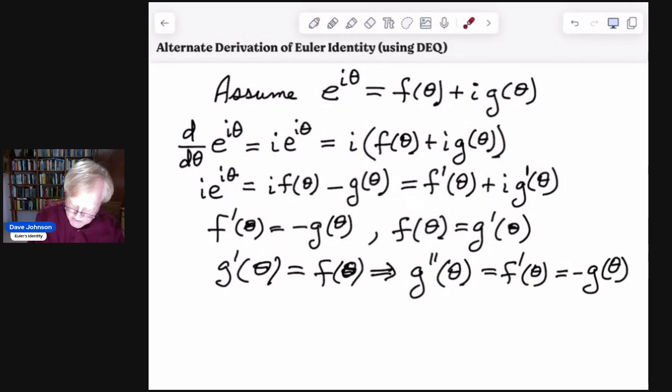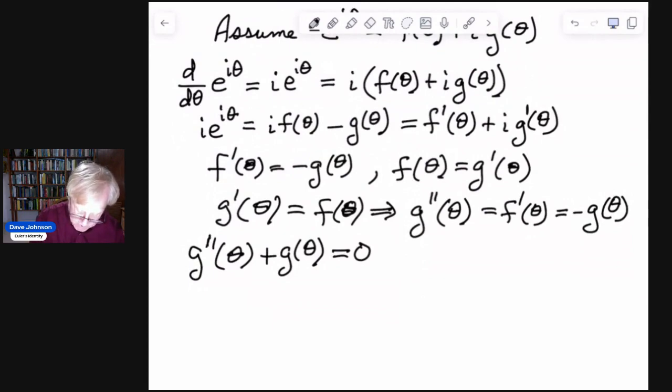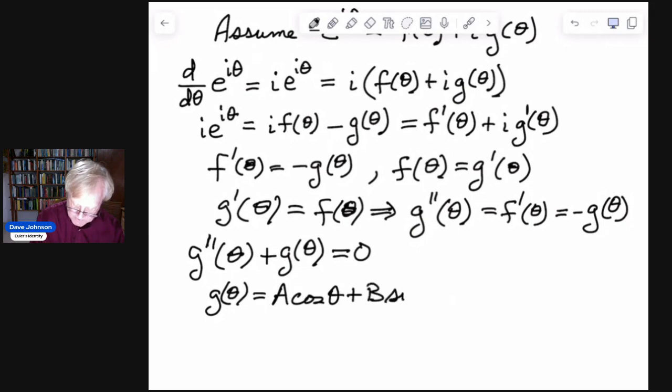Now, if we add g of theta to both sides, we get g double prime of theta plus g of theta equals 0. Now, this is a second order differential equation, and we know its solution. If you've had a course in differential equations, you can immediately write down a solution. g of theta is equal to a times, let's say, cosine of theta plus b times sine theta.